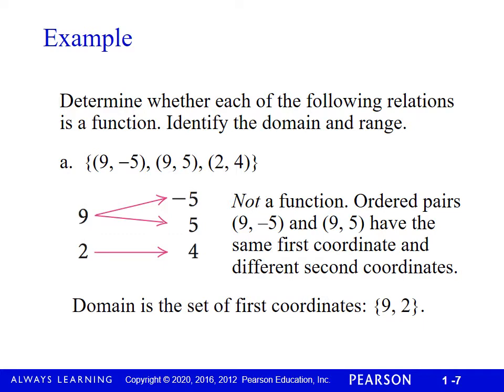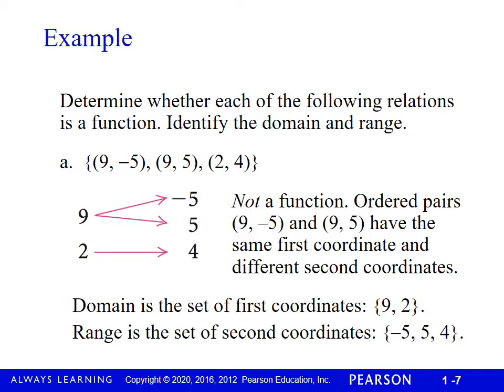When we're identifying the domain, we're going to identify all of the input values, okay? So we have 9, 9, and 2. Notice we do not have to write the 9 multiple times because this one 9 is fine, okay? When we're going to document the range, it's all the output values, or in this case, the Y values. So we have -5, 5, and 4. You really should put those in numerical order, but I guess it doesn't matter here for these notes.